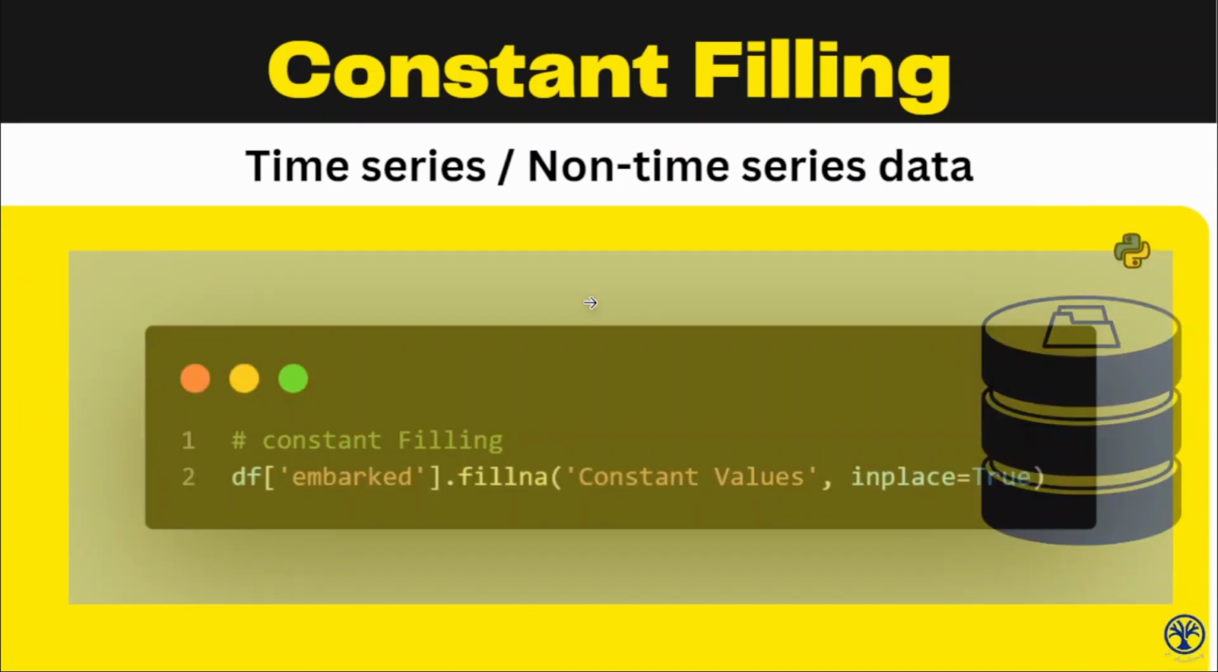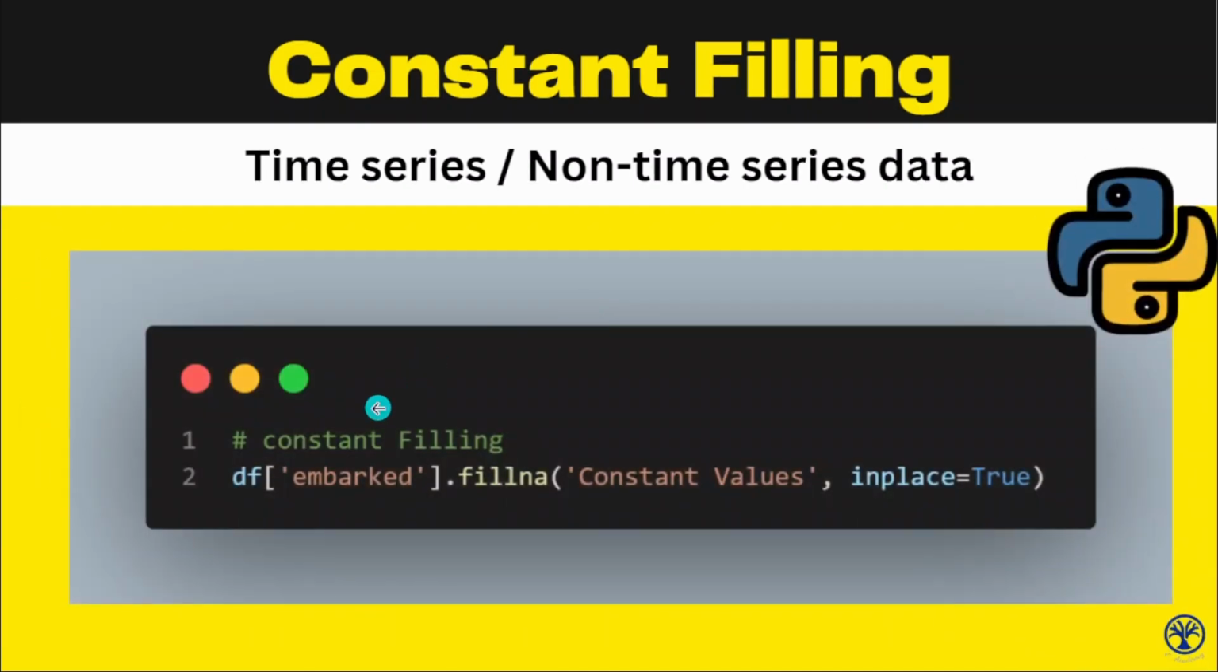So in Python, if you have to fill with a constant value, we can do it by this command. And this is the command for the Titanic data that we have loaded in the previous video. So we have seen that Embarked has two missing values. If we have to fill Embarked with a certain value, we can replace that constant value with any value that we want, and we have to update that variable as well.